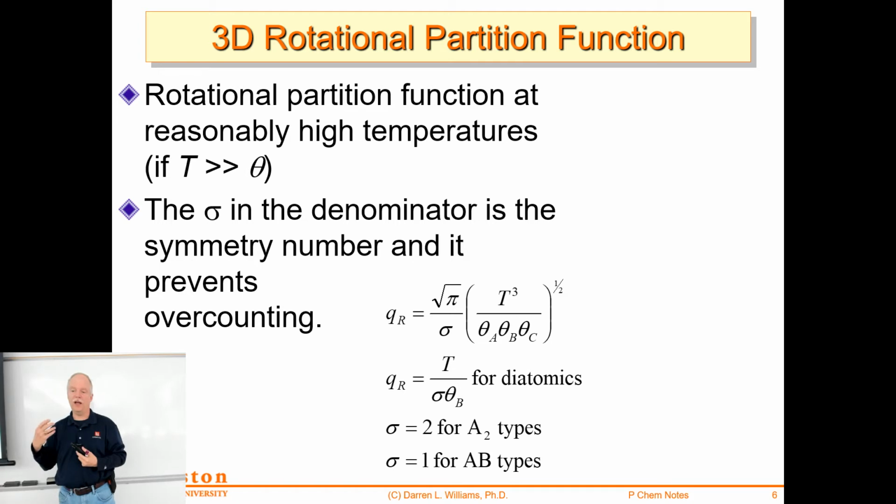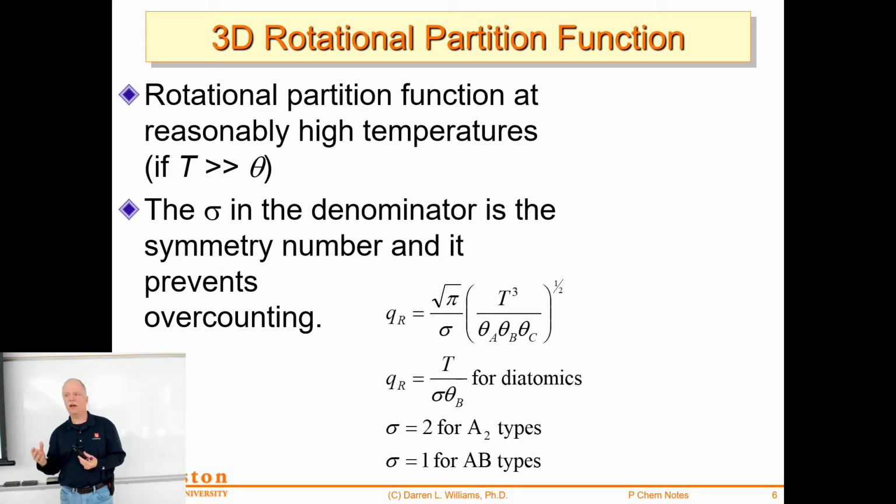So for A2 type molecules or D infinity H molecules, homonuclear diatomics, that sigma is 2. So we're just reducing that partition function by a factor of 2. For asymmetric molecules, or I would say heteronuclear diatomics, C infinity V molecules, that symmetry number is just 1. So we don't have to reduce it.